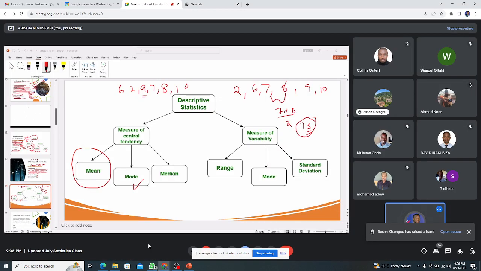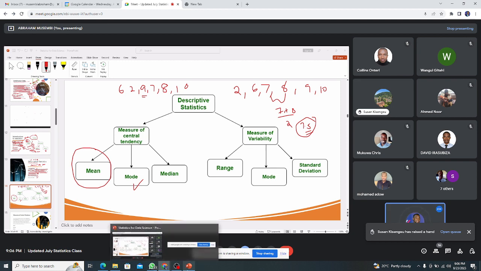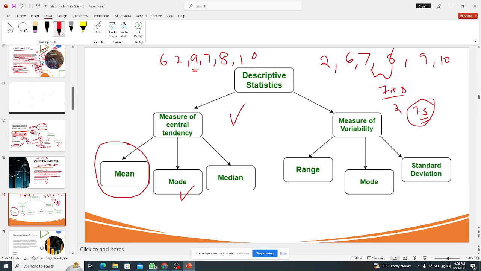Yes, Susan? I think it's the most occurring, in terms of frequency in a set of data, the most occurring value, or values, right? It can be one or two. It can be one value or more than one value. So basically, mode is the most occurring value in a data set. It can be a single value or multiple values.